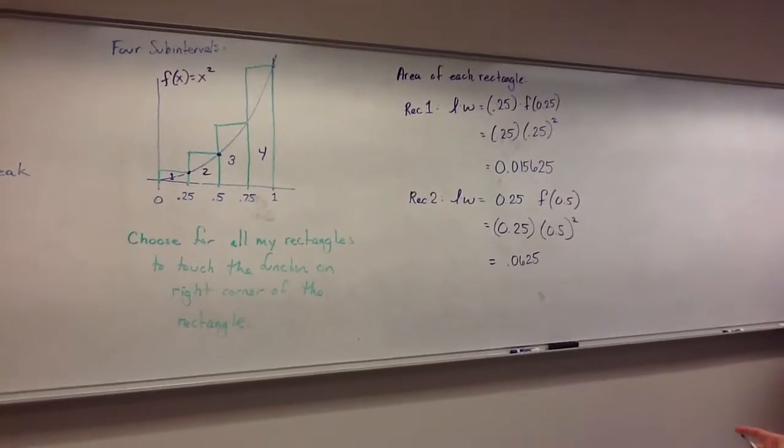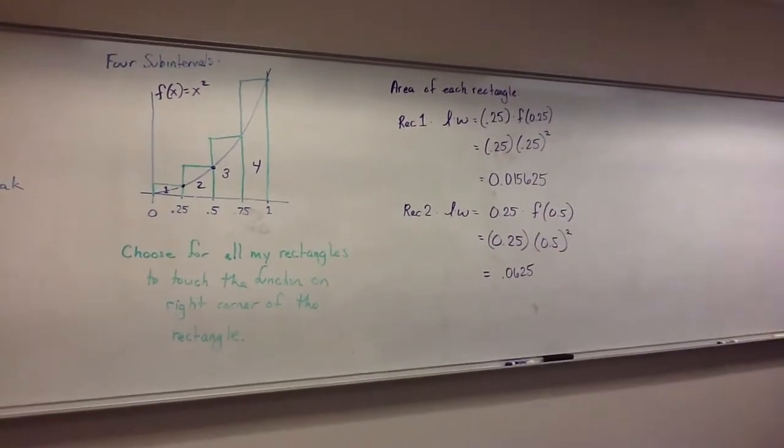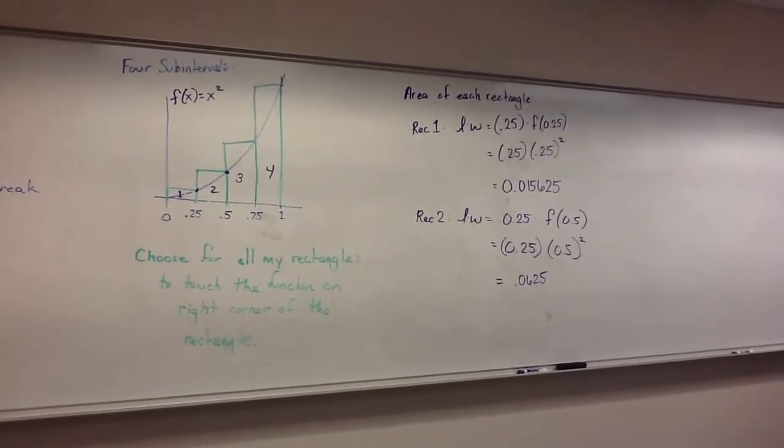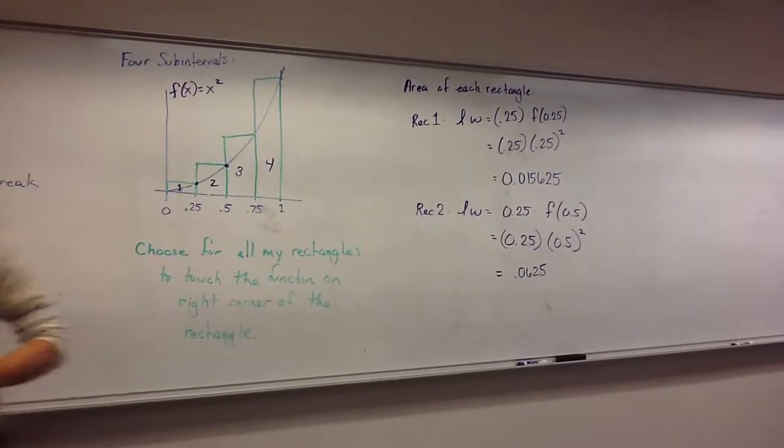So now we have 2 more rectangles, which means that this half of the room, all 5 of you, are in charge of rectangle 3. And everybody else is in charge of calculating the area of rectangle 4.